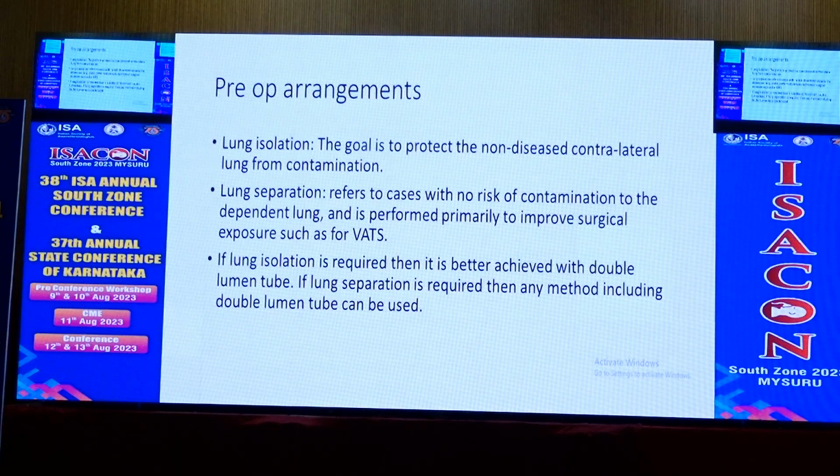What is meant by lung separation? Lung separation is only for the separation of the ventilation, or collapse of one lung is provided. For that purpose we are securing different types of endotracheal tubes, so that it is easy for us to collapse one lung. There is no risk of contamination in these cases. This is called lung separation. If lung isolation is required, then it is better to be achieved with the double-lumen tube. If lung separation is required, any method is okay.